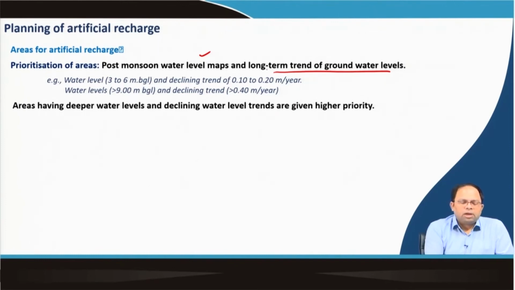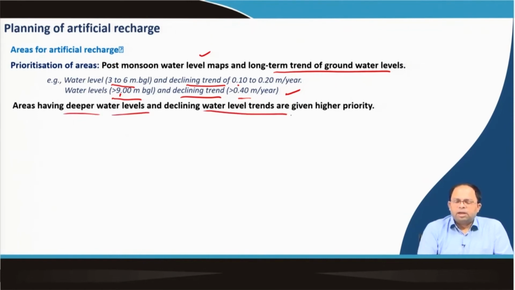So, for example, water level at 3 to 6 meter below ground level and a declining trend of 0.1 to 0.2 meter per year. That means, every year there is a decline of the water table by 0.1 to 0.2 meter. There is another area where the water table level is found to be 9 meter below ground level, and the declining trend is 0.4 meter per year. So, where will we recharge? Obviously, the second one. Why? Because it is going down at a much faster pace, and also the level is lower. So, areas having deeper water levels and declining water level trends are given much higher priority.